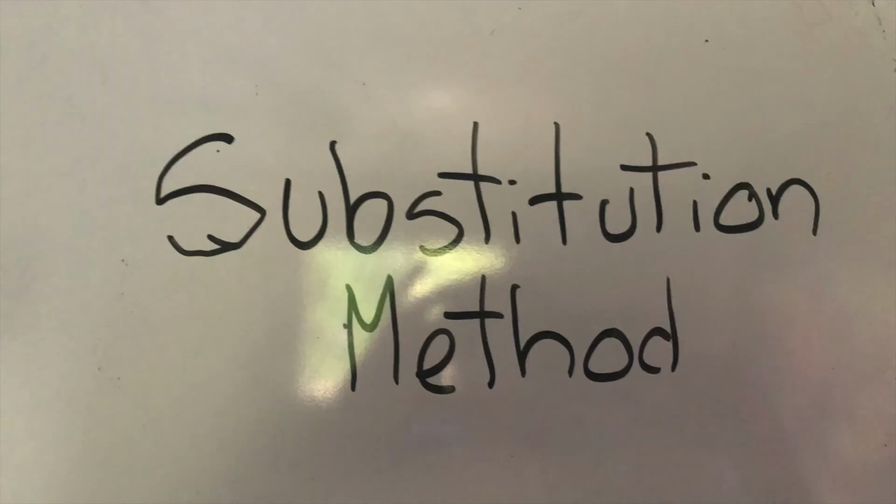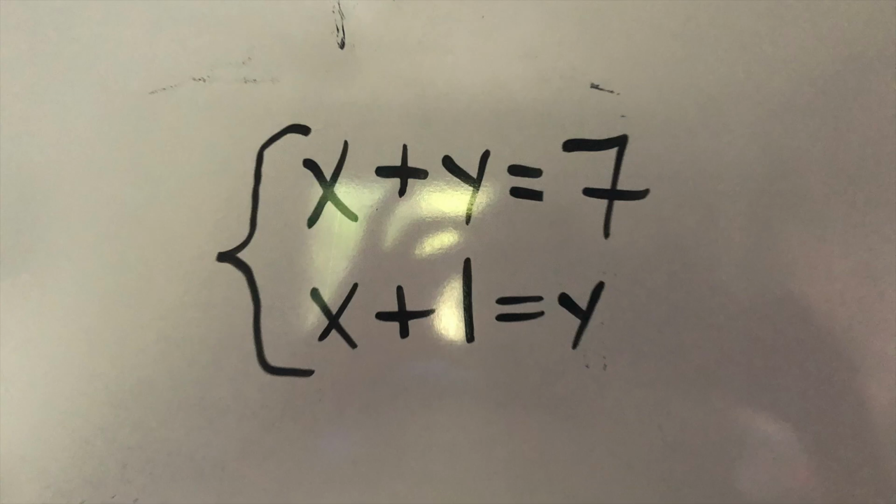The substitution method is most useful for systems of two equations in two unknowns. The main idea here is that we solve one of the equations for one of the unknowns and then substitute the result into the other equation. Substitution method can be applied in 4 steps.